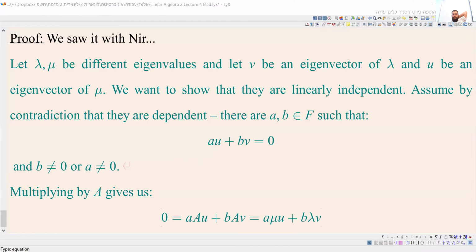Now, the question is, how do we continue from here? How can we show that we have a contradiction? Now we know that lambda and mu are different numbers. Okay? Any idea?